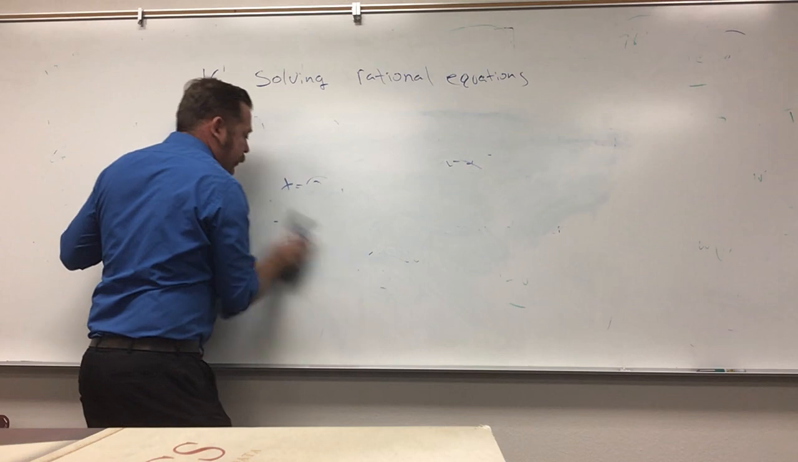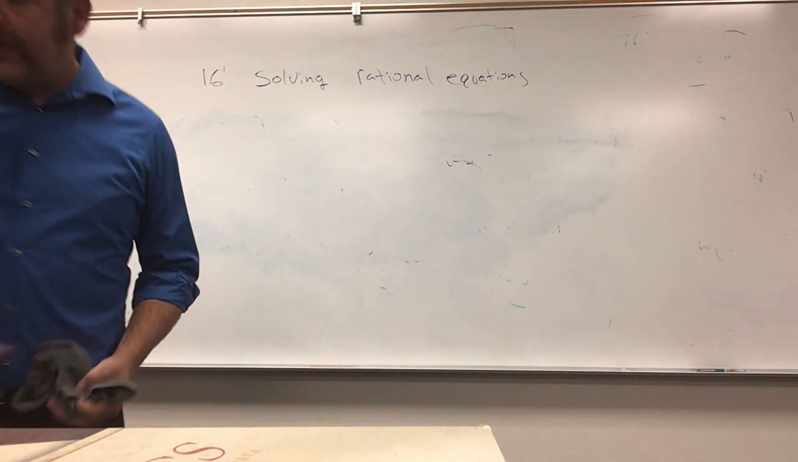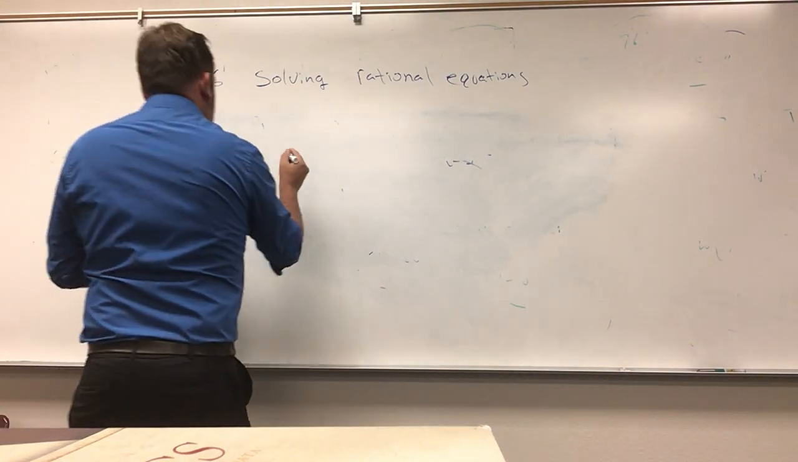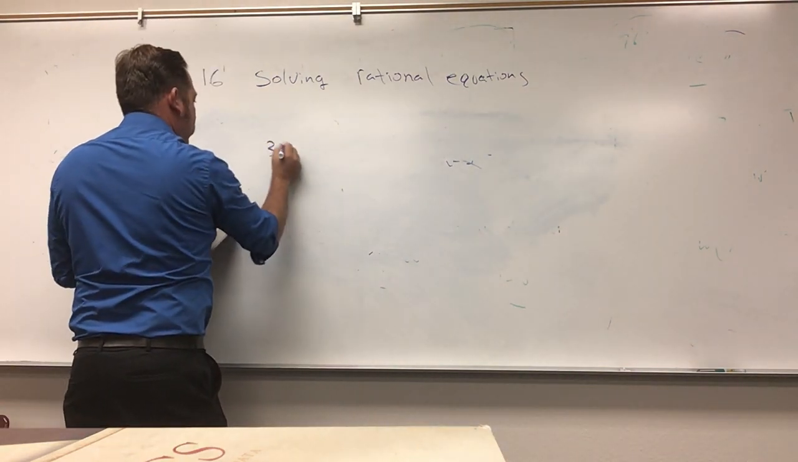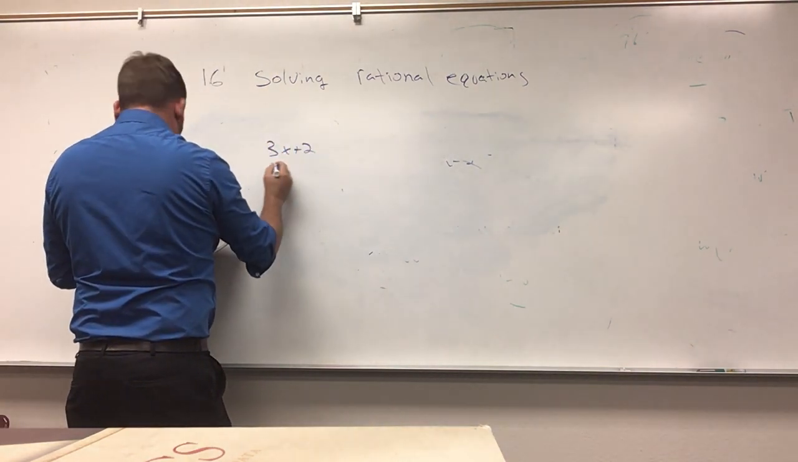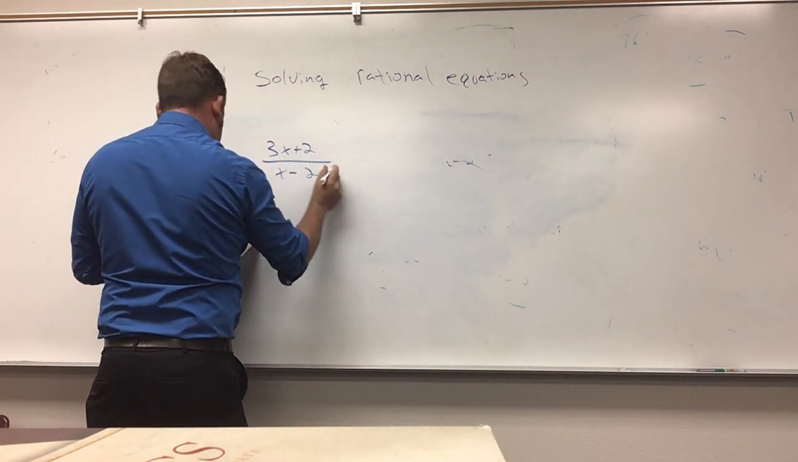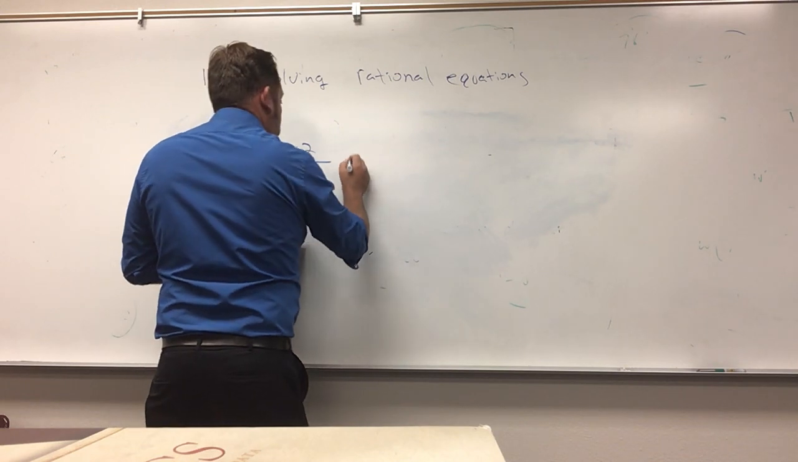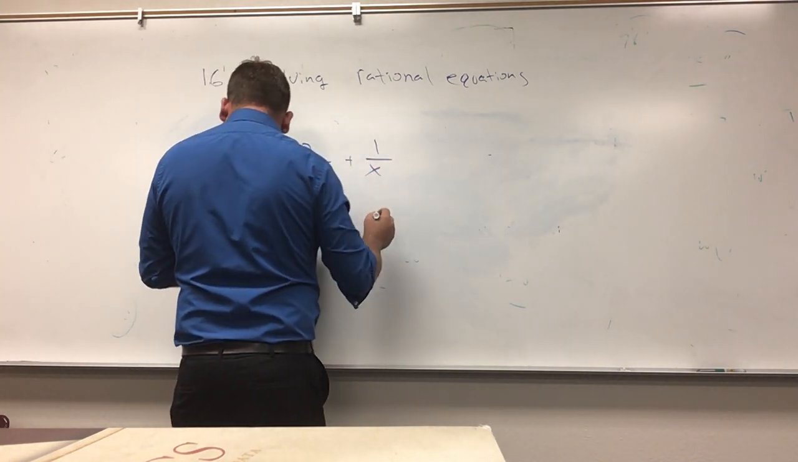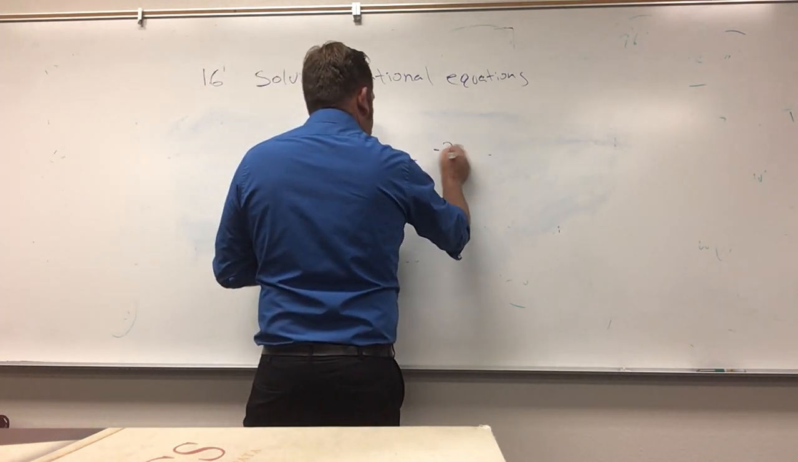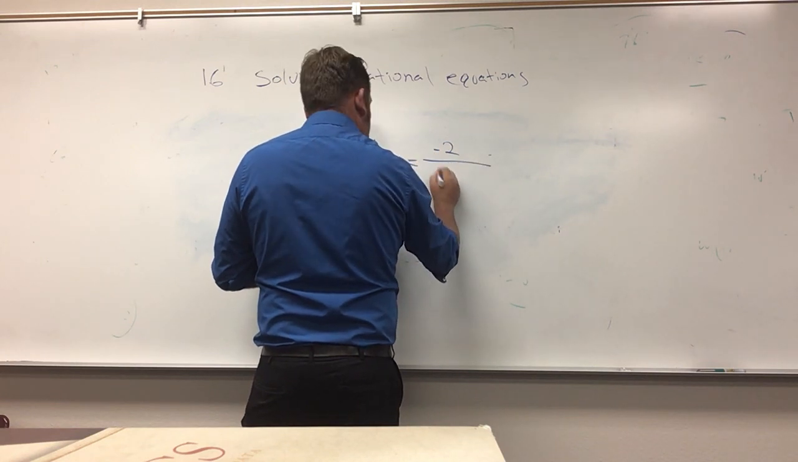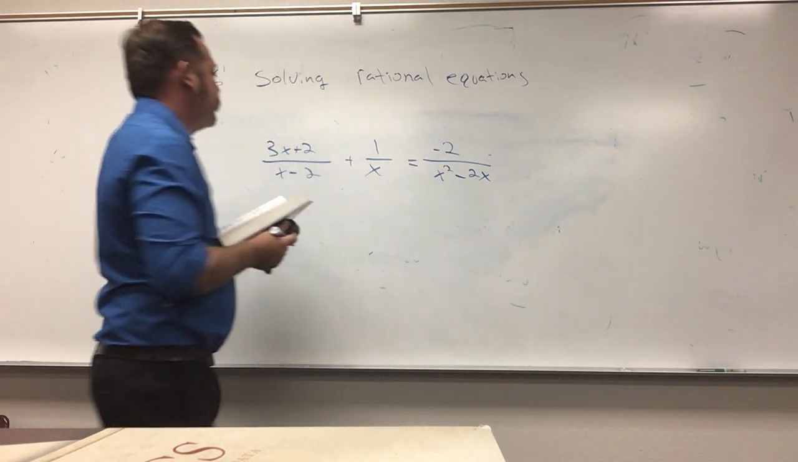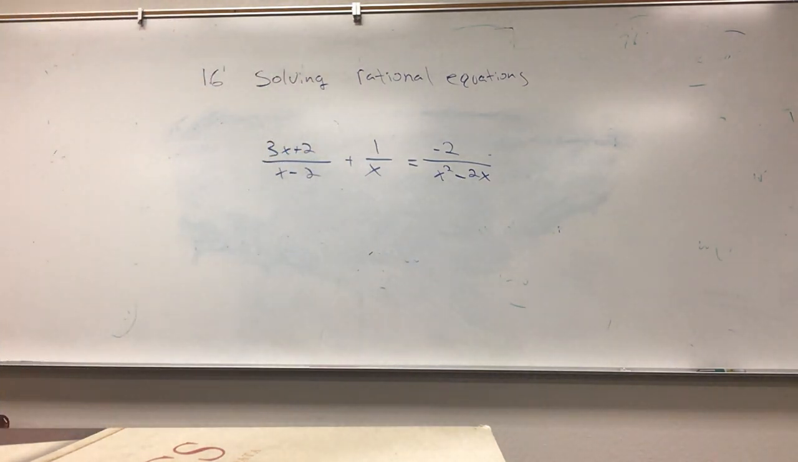All right. Here we go. We have 3x plus 2 over x minus 2 plus 1 over x equals negative 2 over x squared minus 2x. Okay.